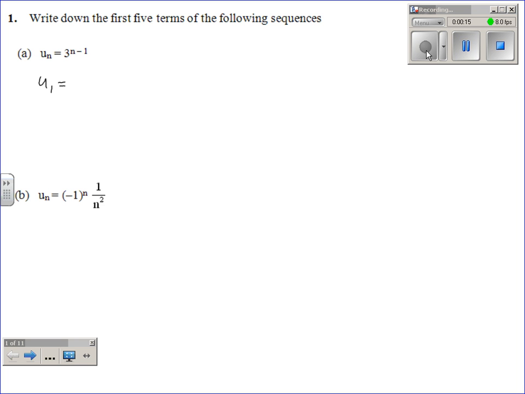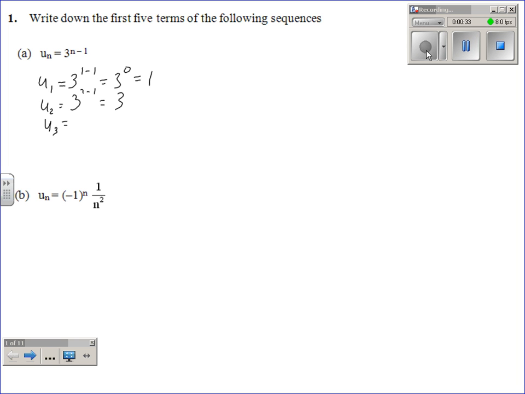So the first term, n is 1, so we're putting 1 in, so we've got 3 to the power 1 minus 1, which is 3 to the power 0, anything to the power 0 is 1. Then if we substitute in n is 2, we've got 3 to the power 2 minus 1. 2 minus 1 is 1, so 3 to the power 1 is 3.